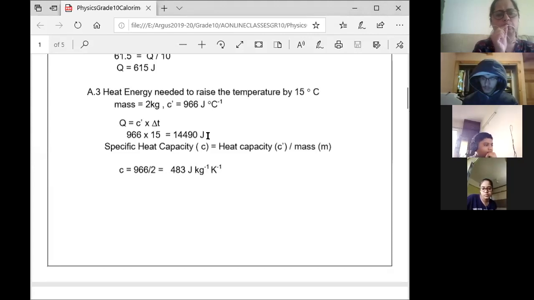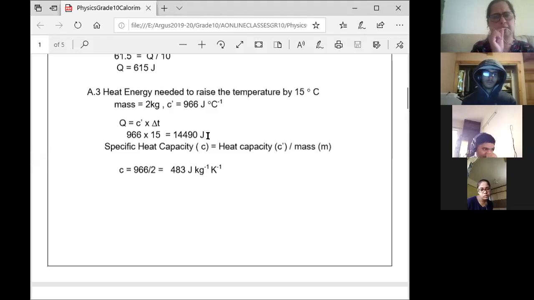So I want to know Q. To warm it by 15 degrees Celsius means the temperature has to increase by 15 degrees Celsius. So that is delta T. Whatever was the original temperature, it has to rise 15 degrees more. So very simple, you are asked to find heat energy. You are given C dash, so you should know the formula. C dash equal to Q upon delta T. Therefore Q is equal to C dash multiplied by delta T. So that is equal to 966 multiplied by 15. So I got Q. What is Q?